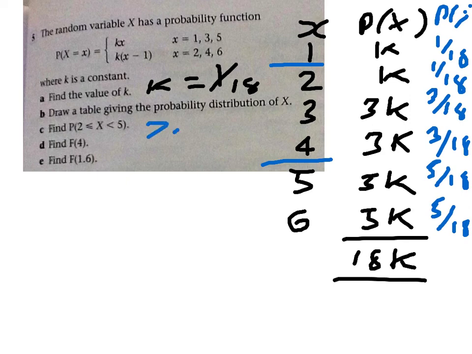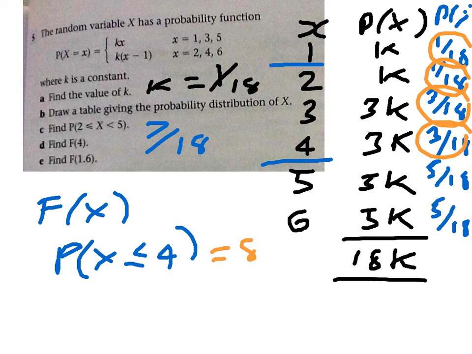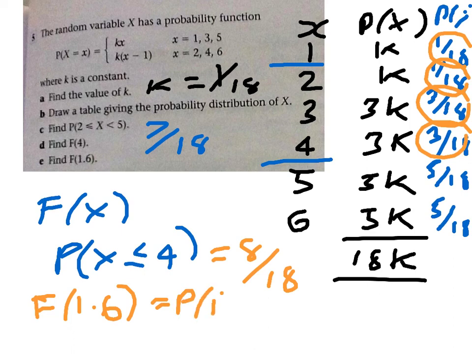Right, F of 4 is the probability that x is less than or equal to 4. Okay, so we'll do this in orange so you can see which ones I'm picking out. So I can be 3/18, 3/18, 1/18, 1/18, and that adds up to 8/18. And F of 1.6 means I've got to be below 1.6. The only value below 1.6 is 1, and the probability of 1 is 1/18. So that question is done.